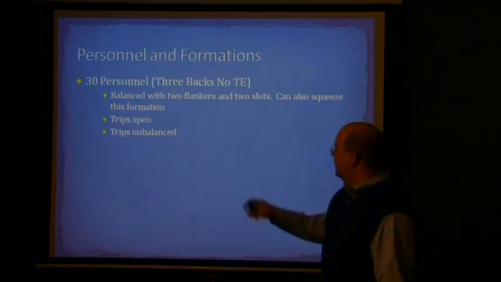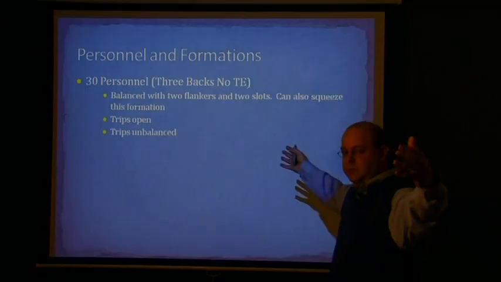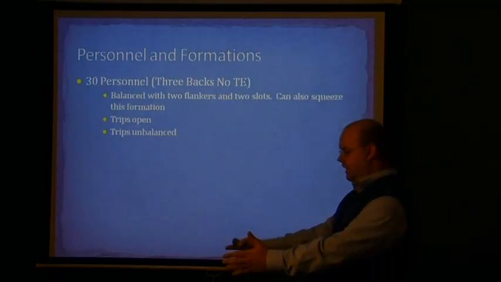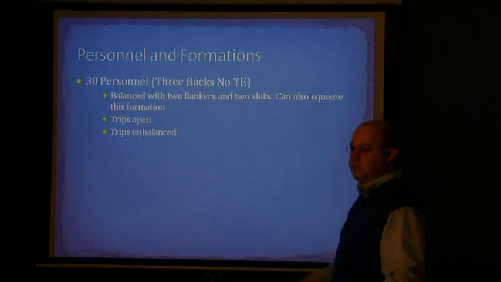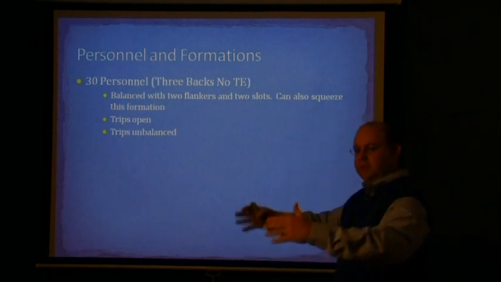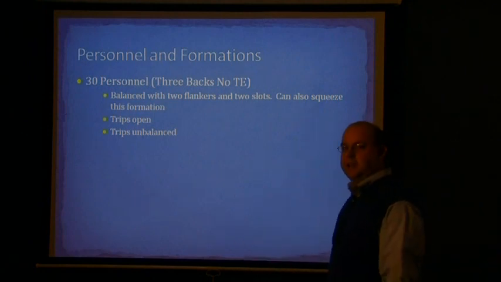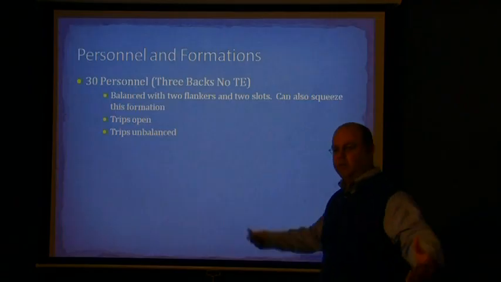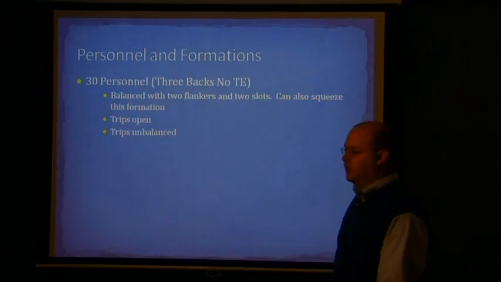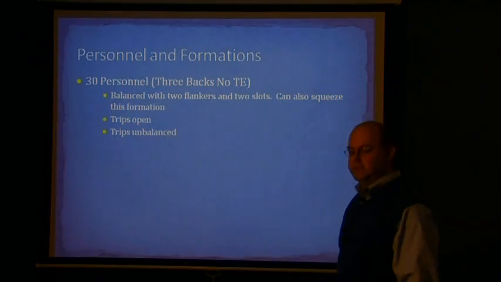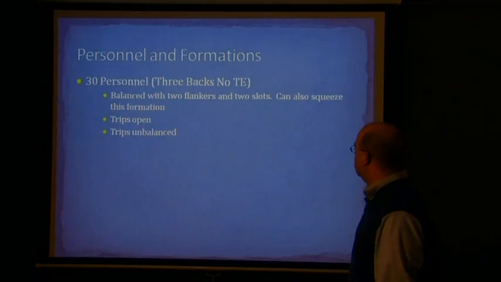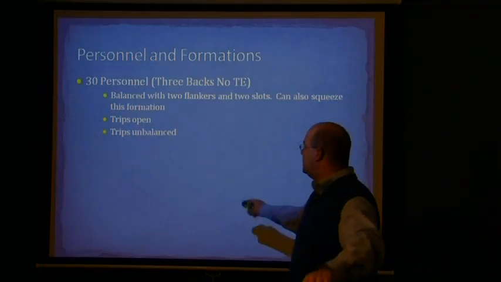So our 30 personnel formation is a balanced formation with 2 slots in the normal spot, and 2 receivers. If the ball's in the middle of the field, the 2 outside receivers line up at the top of the numbers. We feel that gives us a good spread on the field, and a good read of where the defense is lined up and what they're going to do to us. So that gives us the good spread.